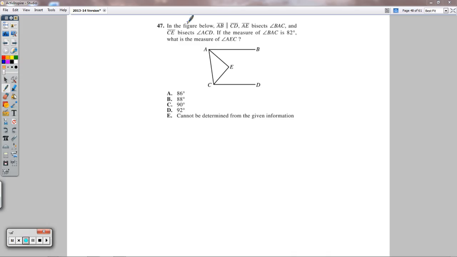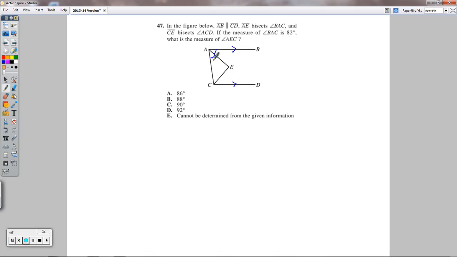Number 47 says in the figure below, AB is parallel to CD. I'm going to label that as I go here. So this is parallel to this. AE bisects angle BAC. So BAC, if you just connect the dots, connect the letters, this is bisected. AE is bisecting that angle, so I'm going to say that this and this are congruent then.